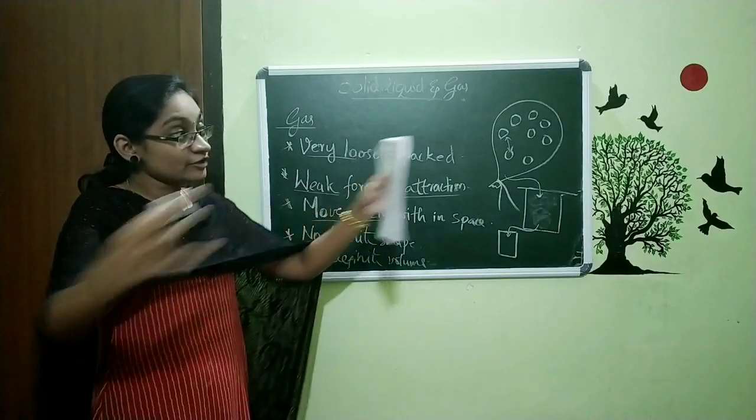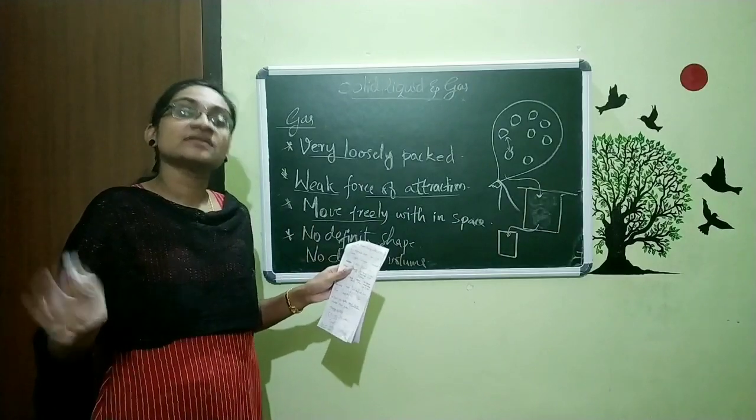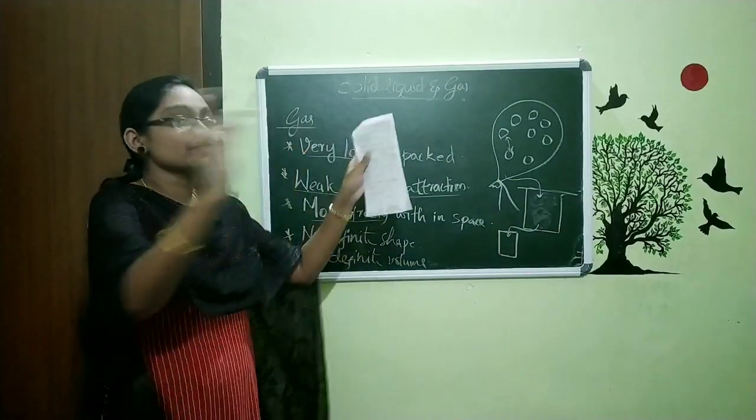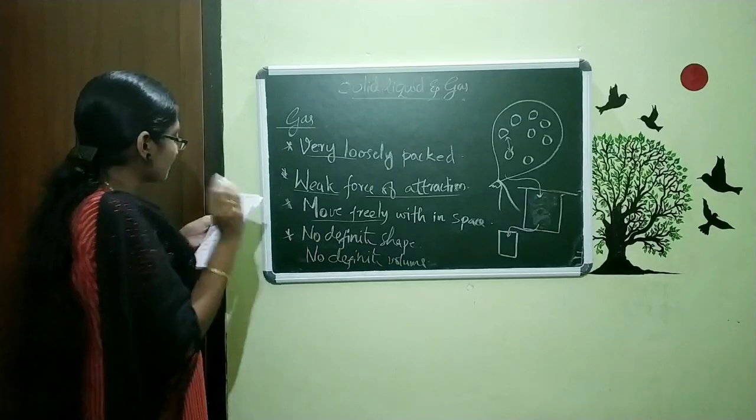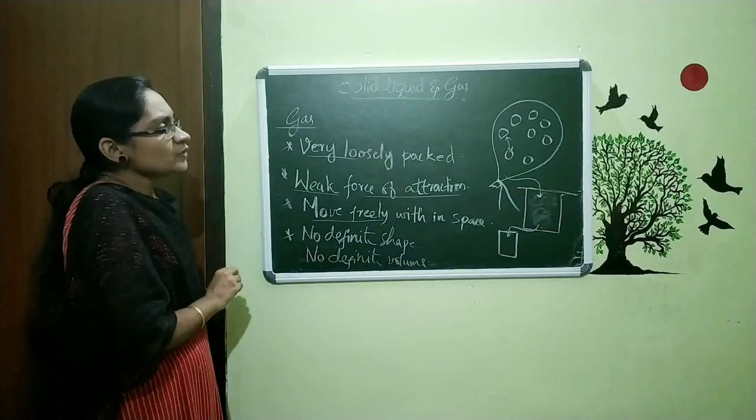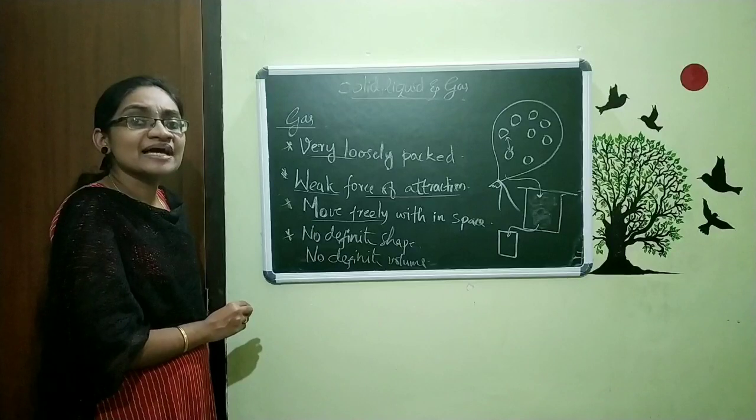And when we are taking a huge beaker, what happens? Then they will spread within that huge beaker. That is the meaning of this. So these are the points about the gas. Which are the examples for this gas?